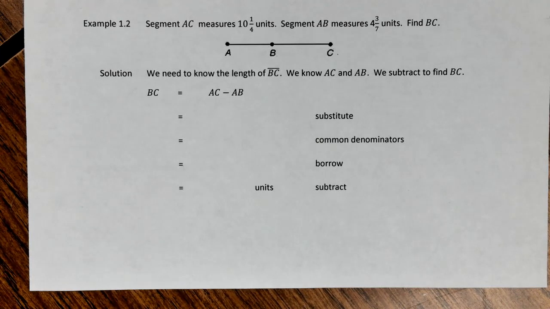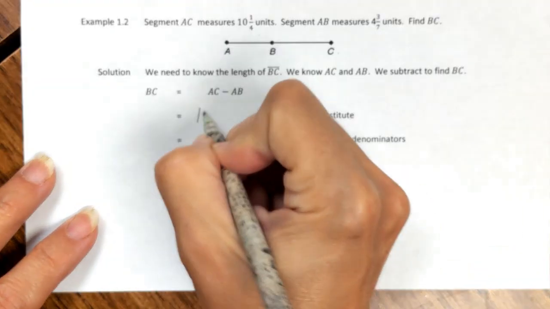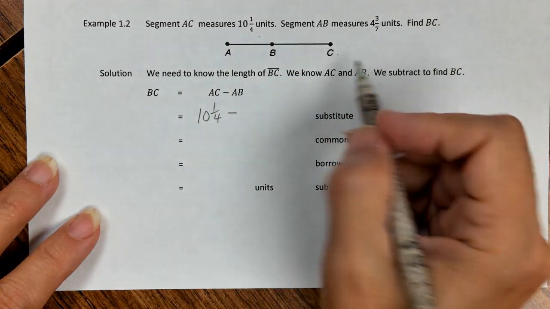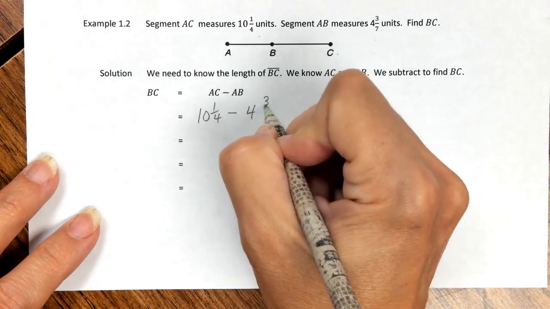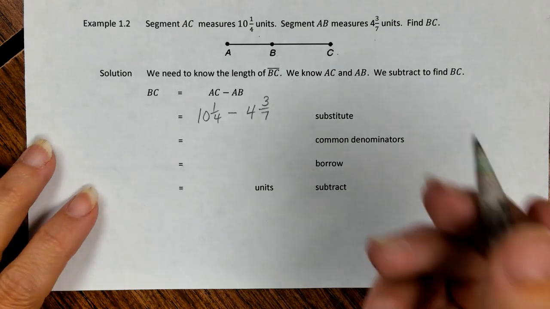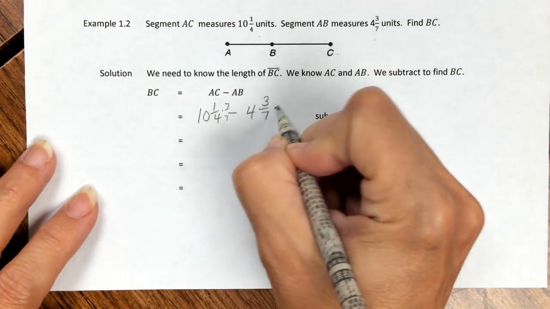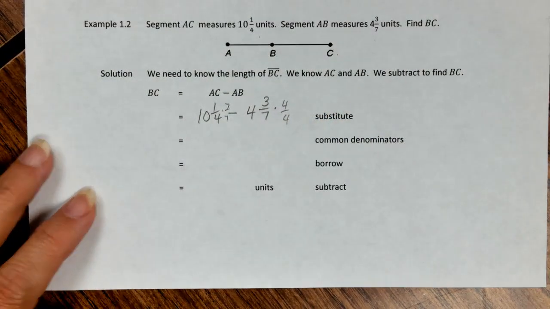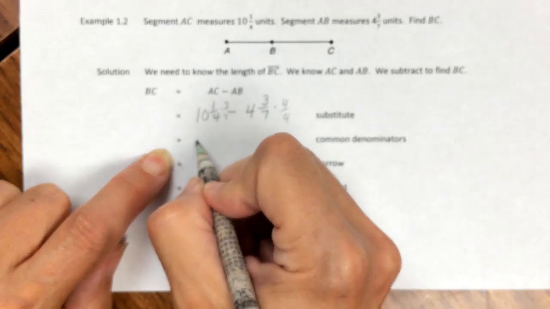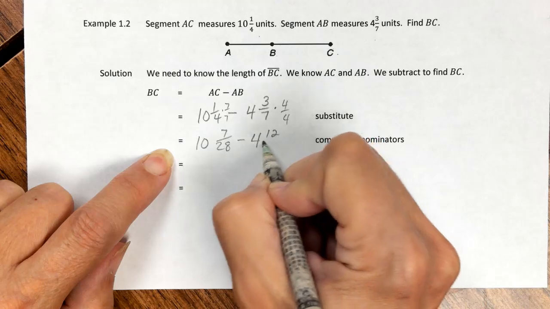And we're going to fill in the numbers. That's what substitute means. And then after that, it's going to be like the stuff from part A. So AC is 10 1/4 minus AB, 4 3/7. They don't have common denominators, so we need to take care of that. And I should have left some space so it's easier to show what I'm multiplying by. And so here we have 10 7/28 minus 4 12/28.